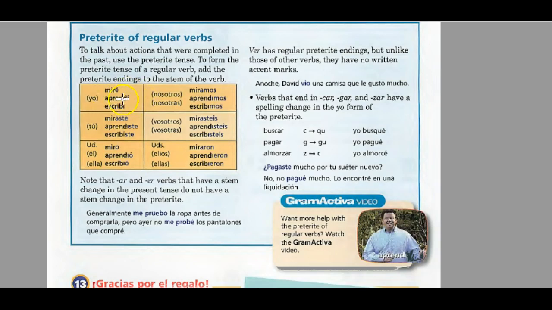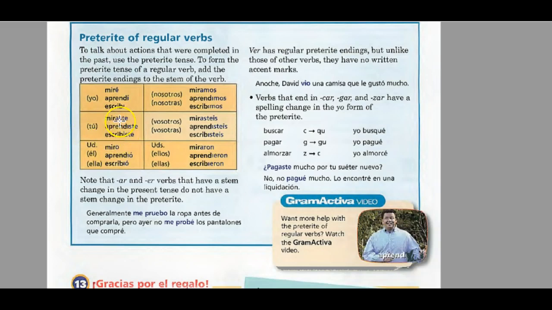So it's yo miré. It's important that you stress that last syllable. Miré. If you don't stress that last syllable, it sounds like a command in Spanish. If you say mire, that means you're telling somebody to look. So yo miré means I looked. Aprendí, I learned. Escribí, and there is an accent on there, I wrote.